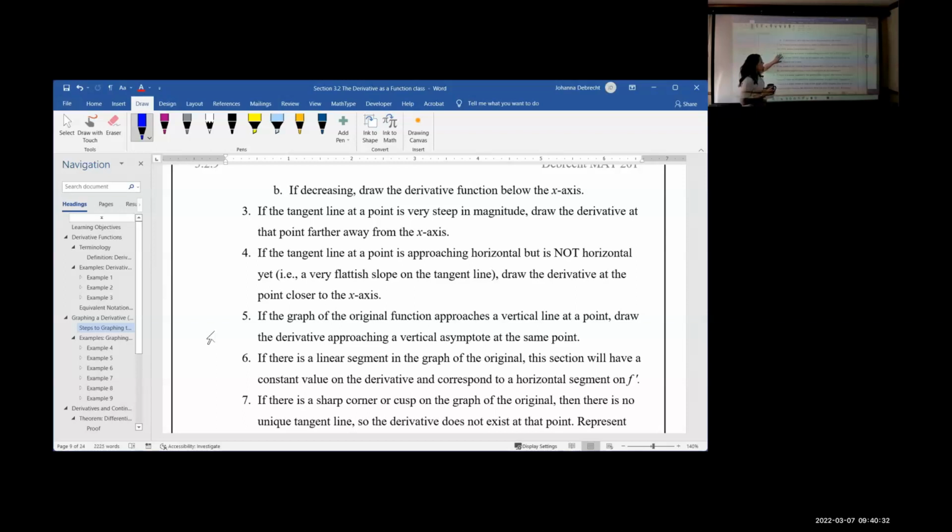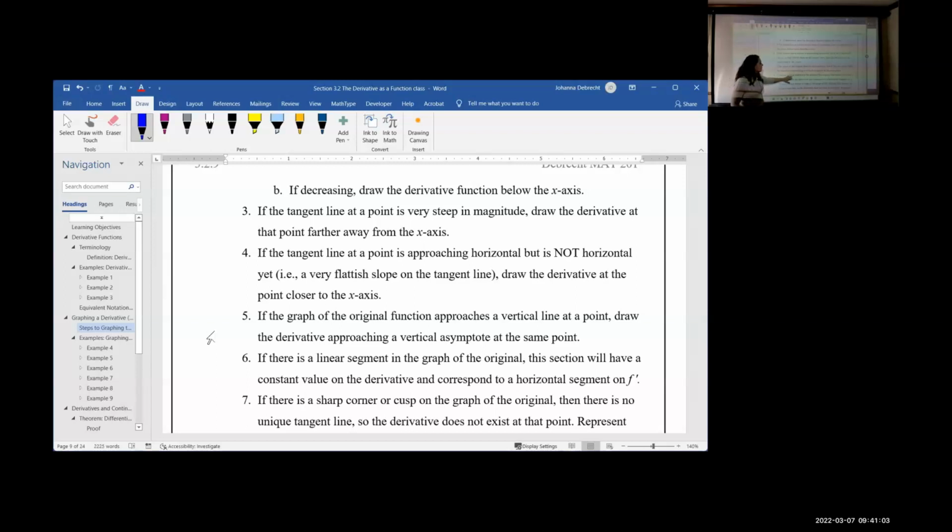Okay, part 4. If the tangent line is approaching horizontal, but not horizontal yet, then it's close to the x-axis. When the tangent line is relatively flat, it's close to the x-axis. If the graph of the function approaches a vertical line, then you're going to draw the derivative approaching a vertical asymptote at the same point. It goes completely to infinity or negative infinity, like in a vertical asymptote.